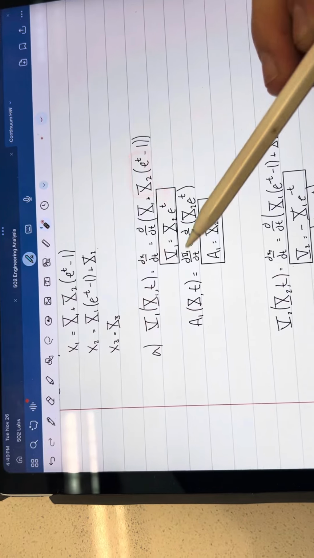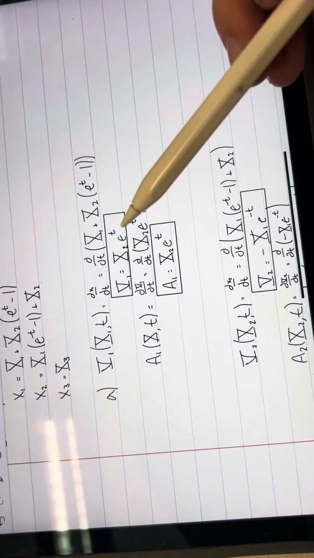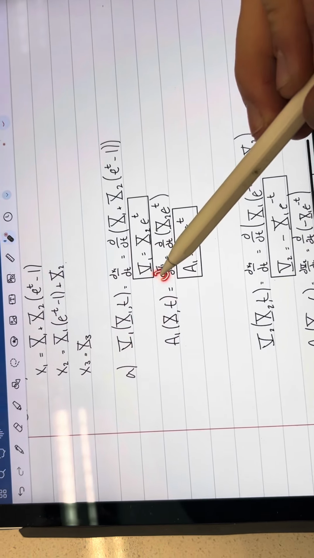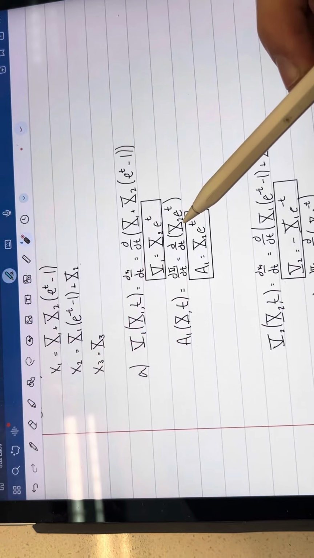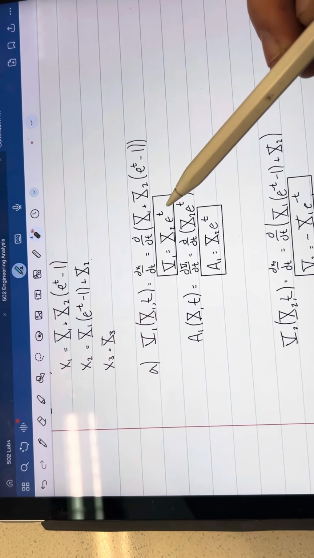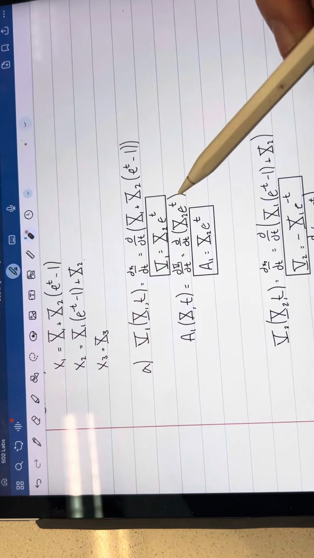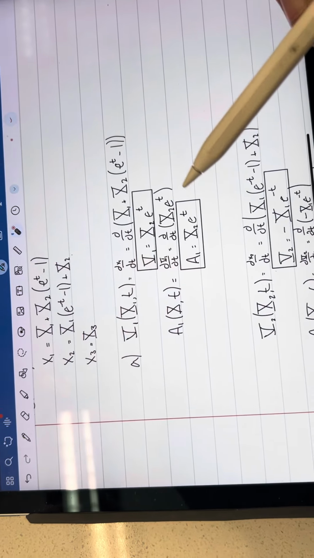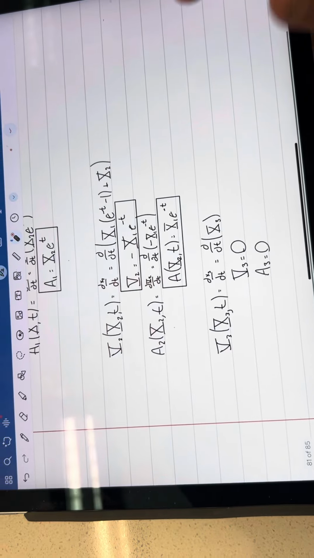And so similarly, we're just going to continue on with the acceleration for component 1, and we're going to take the derivative of this velocity here, and that really just gives us the same thing, like the derivative of x2 e^t is equal to x2 e^t. So that's component 1 of the acceleration vector, or the acceleration.